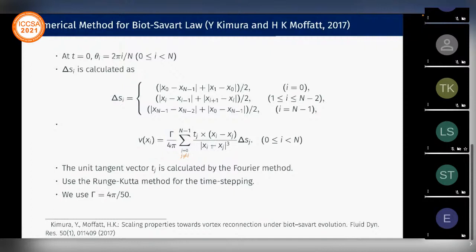avoid the singularity. And the unit tangent vector is calculated by the Fourier method. And we use the Runge-Kutta method for the time stepping. And gamma is a fixed constant we set as 4 pi divided by 50.